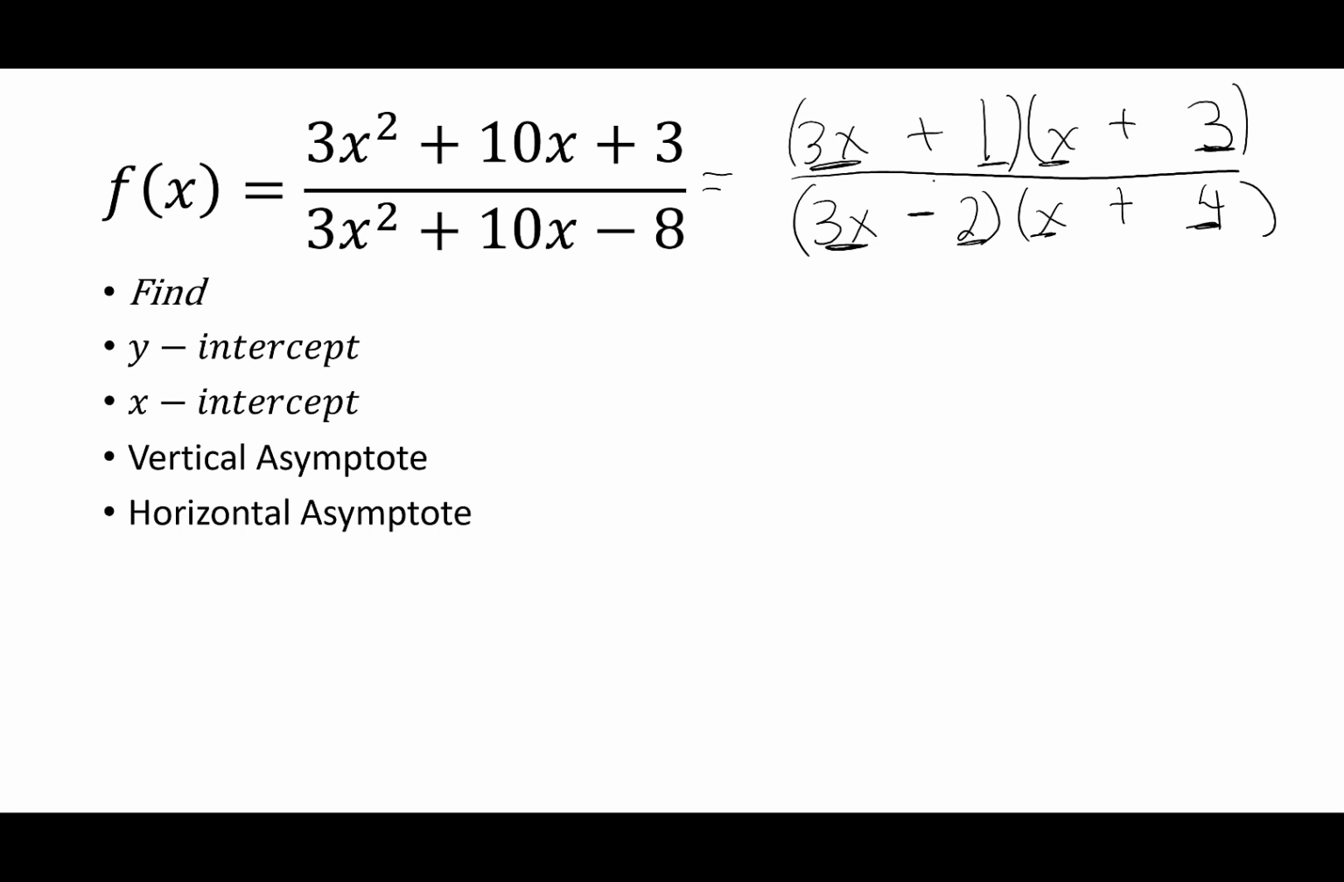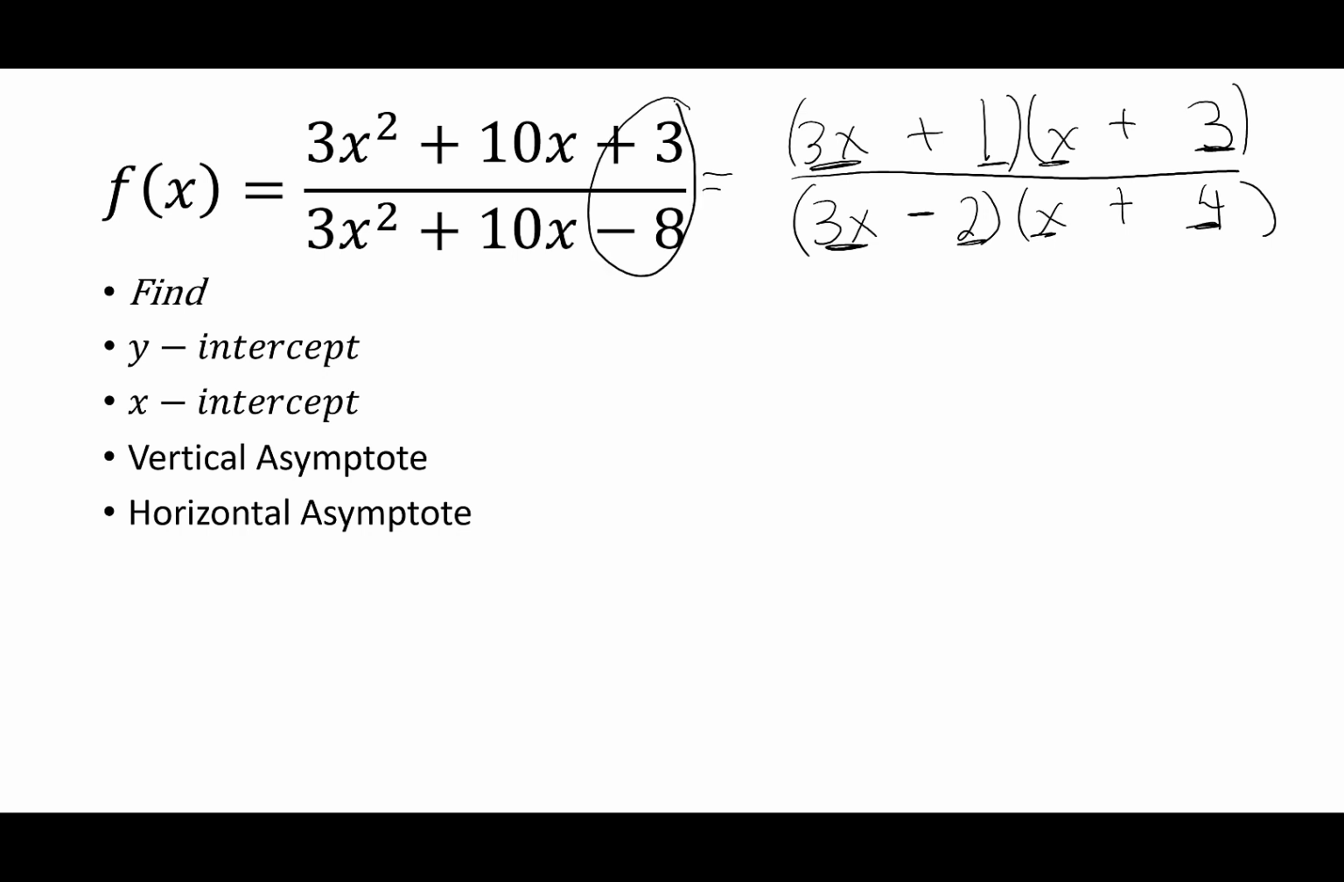My first scan through is really to see, do I have a hole? Is there anything I can cancel out? And I don't see anything, which is good news. It means go ahead and go to the next step. Now I'm going to bounce back and forth between the factored form and the original form to answer these questions. The y-intercept comes from plugging in f of 0, which I wouldn't use the factored form for.